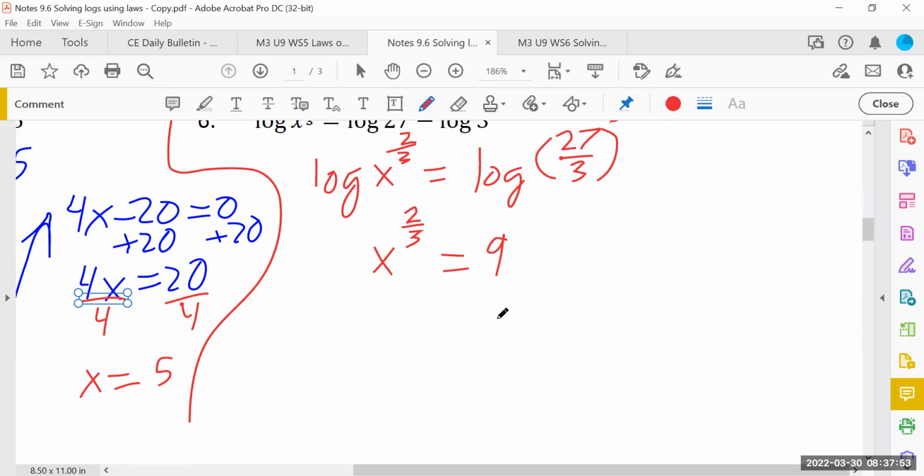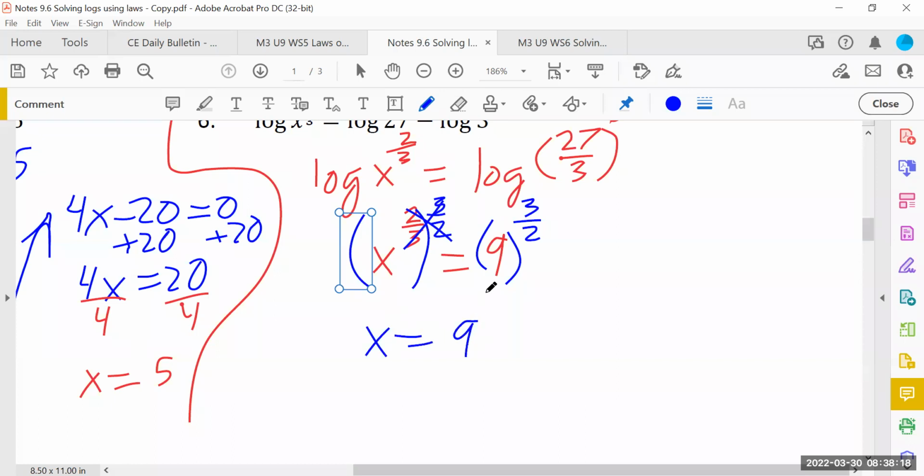You solve problems like this in unit 6. It's the same thing. Anybody remember how we get rid of that fraction exponent? You do the reciprocal. You raise it to the reciprocal. So we're going to raise both sides to the 3/2 power. These all cancel out. I get x is equal to 9 to the 3/2.